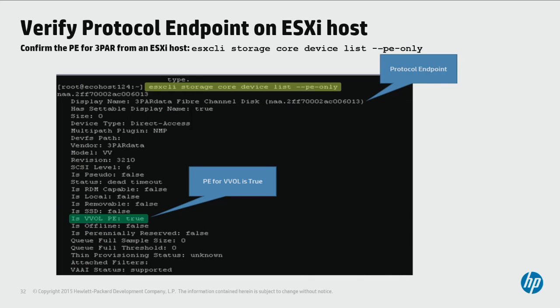So from the host, you want to verify that connectivity actually works. There's an ESXi command, //pe-only, that'll go out and query the storage array and be able to see if it can see the protocol endpoint. So what you will see there is the is VVol PE true. That means, yeah, I can see the protocol endpoint. I'm ready to start using VVols. So everything that needs to be there, vSphere 6 on the host side, the sublun support, and the protocol endpoint running on the array is all good, so it can see it, and that is true.